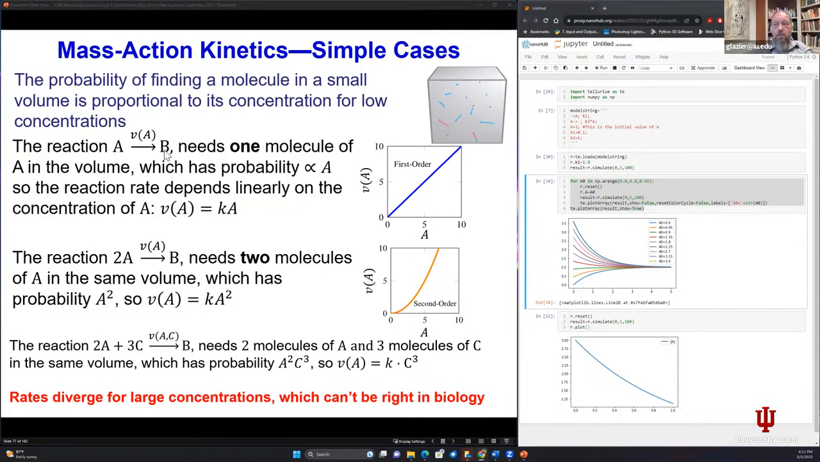And that's how it goes forward. And there's a typo here. VA, this should be V of A comma C is equal to K times A squared times C cubed.